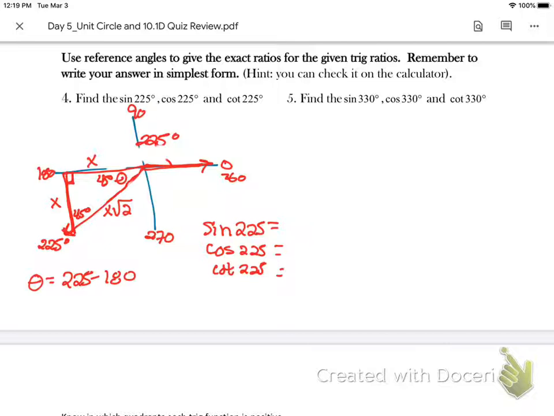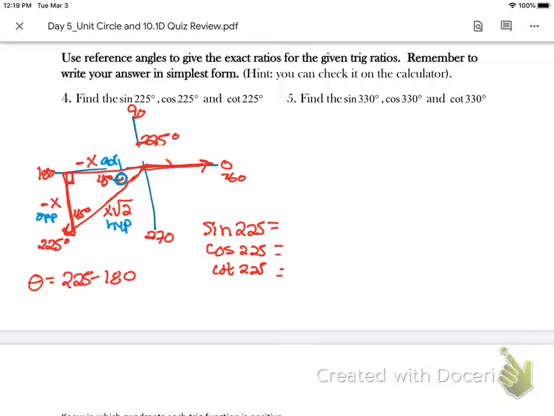Sine is opposite over hypotenuse. Now, keep in mind, in quadrant 3, you went to the left, so that's negative, and you went down, so that one's also negative, okay? And I guess I should also label my sides, right? So this is where you're standing, so this is adjacent, this is opposite, and this one's across from the 90, so this one's always your hypotenuse.